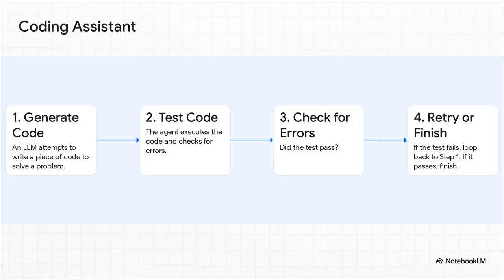Okay, let's make this real. Picture a coding agent that doesn't just write code, but can actually fix its own bugs. So first, it generates a piece of code. Then, the next step is to test that code. Does it pass? If yes, great, we're done. But if it fails, this is the magic moment. The agent takes the error message, loops back to the first step, and tries again. But this time with more information. That cycle, generate, test, learn, retry, that's the superpower you get with LangGraph.